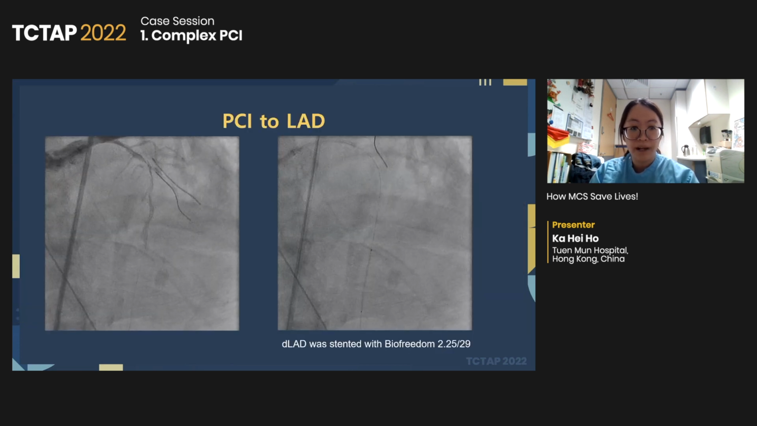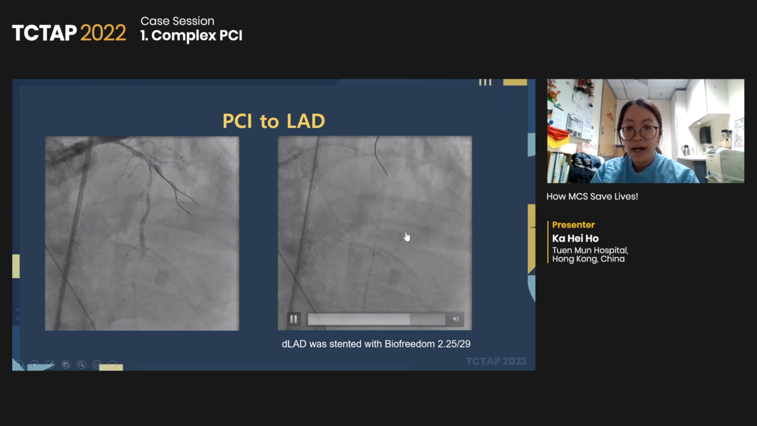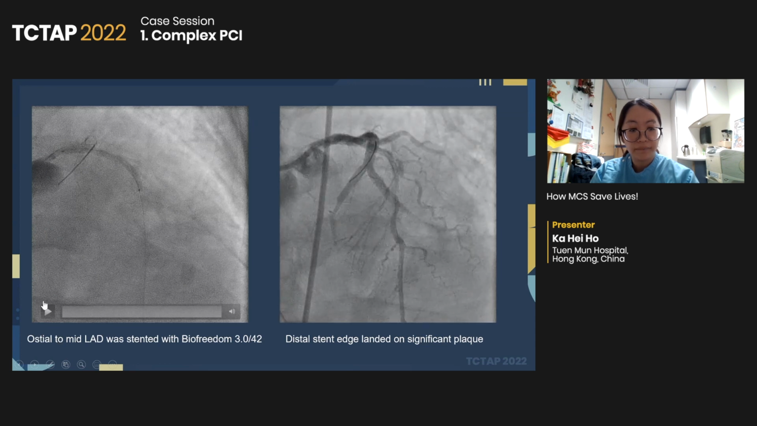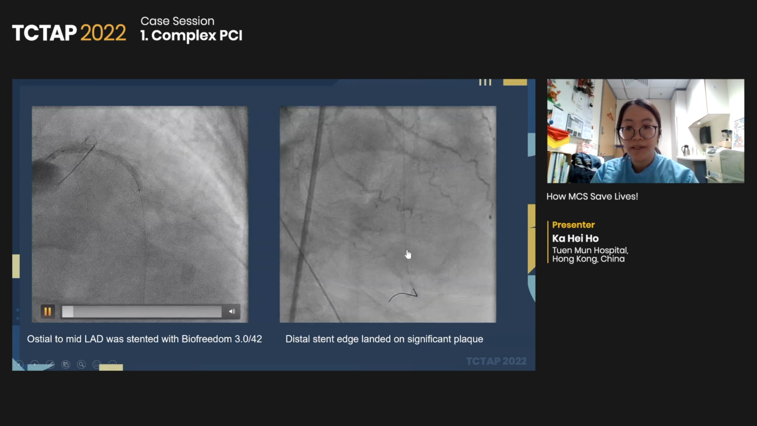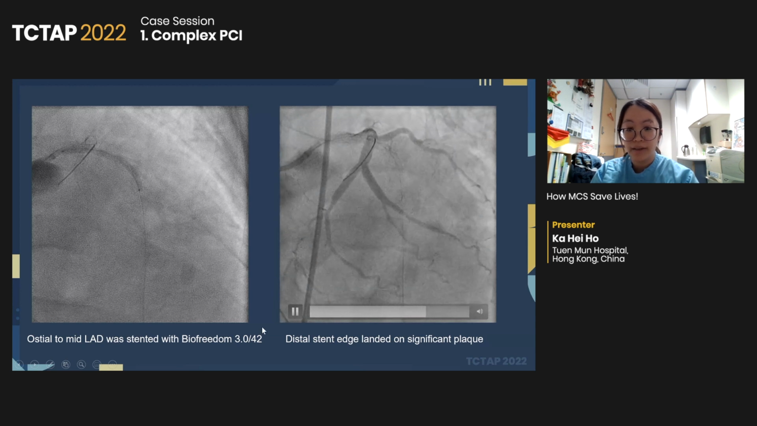The LAD is not a culprit, but has multiple critical stenoses. We decided to treat the LAD as well. We wired the diagonal with a workhorse wire for protection. We did some balloon dilatation, but I didn't show it here. Then we put in a stent over the distal LAD, and also from the ostium to mid LAD, as shown here. But the distal stent edge had some dissection, and we put in another stent here.